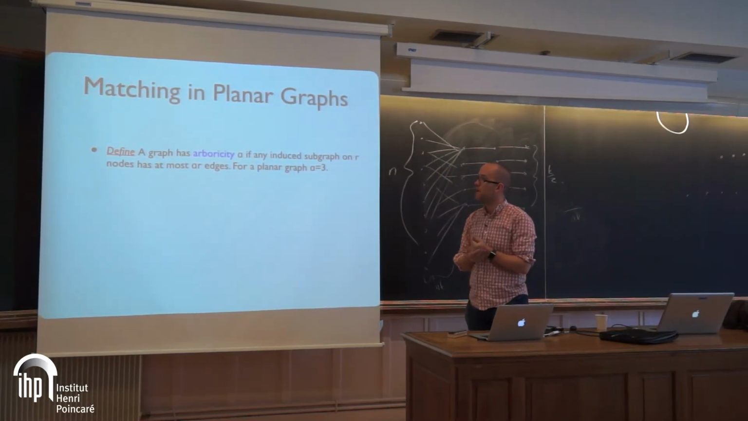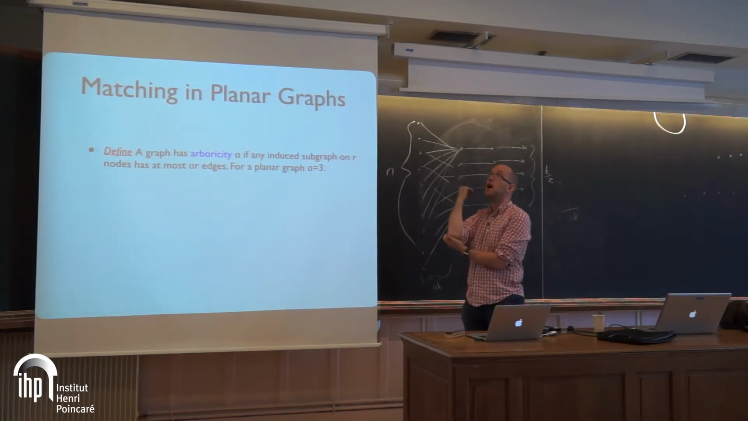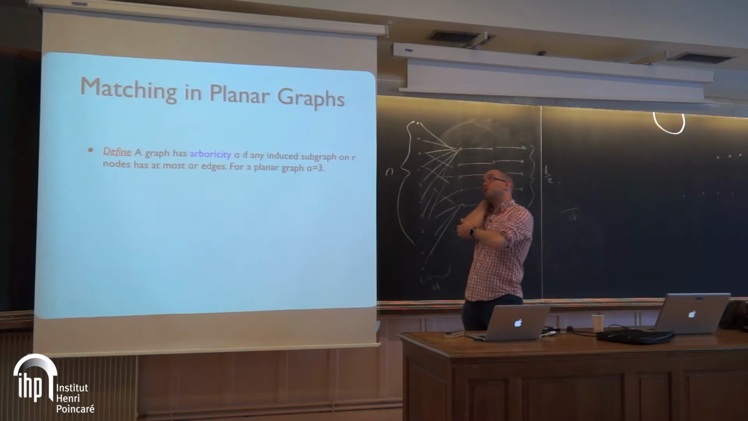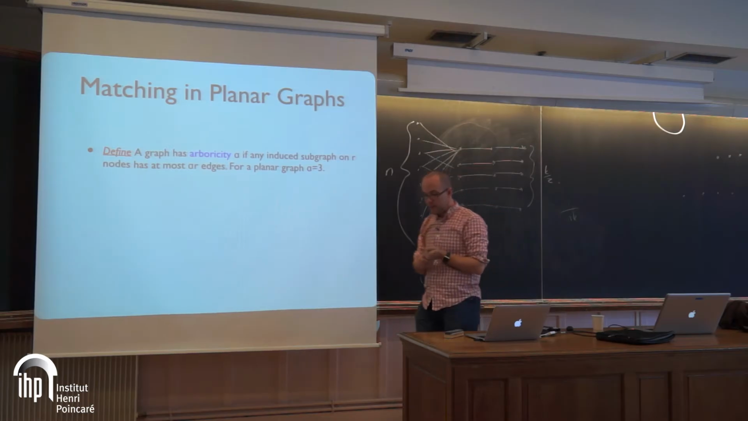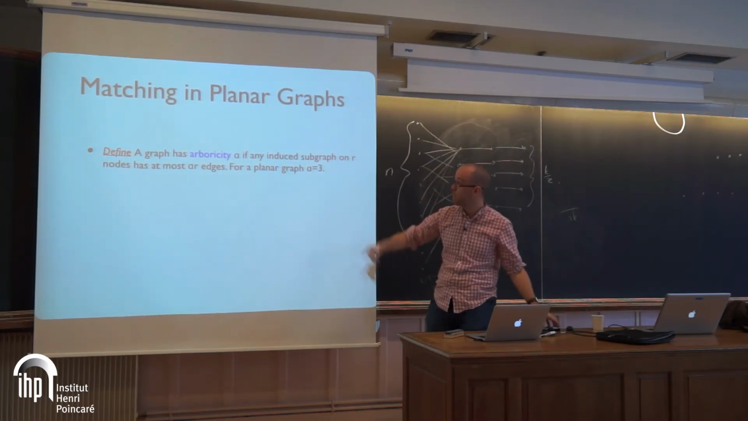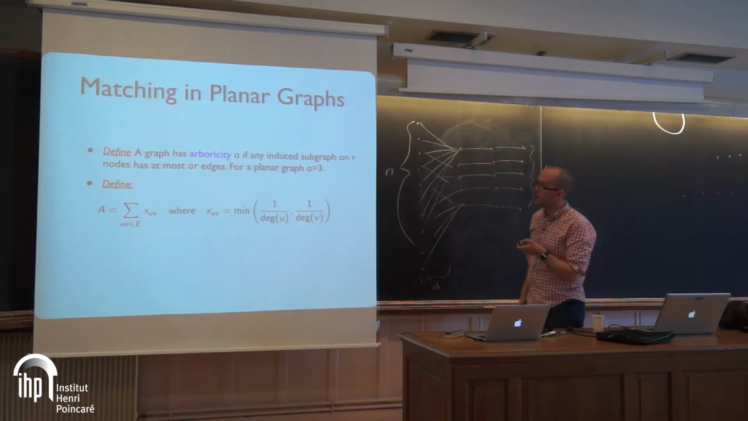As with the previous work, our results are more general than just finding matchings in planar graphs. They actually find matchings in graphs with bounded arboricity. Now, a graph has arboricity alpha if any induced subgraph on R nodes has at most alpha R edges, or equivalently, it's possible to partition the set of edges of your graph into at most alpha forests, or alpha acyclic subgraphs.